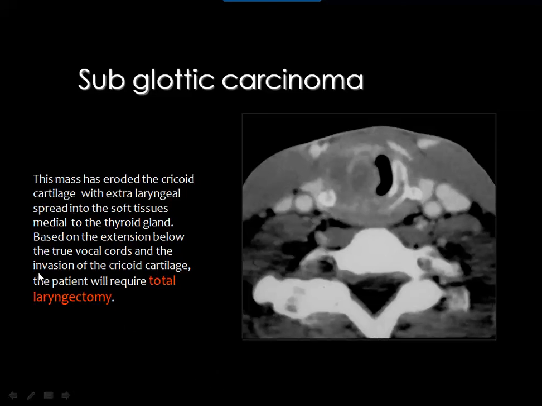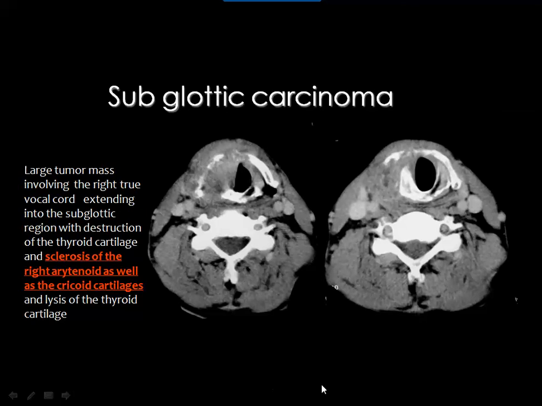Invasion of the cricoid cartilage will mean that the surgery should be in the form of total laryngectomy. Then subglottic carcinoma, this is an example of a mass here. This is the cricoid cartilage. You can see the right side of the cartilage is sclerosed, and you see a mass outside the confinement of the cartilage. The superior section will show a mass in the region of the true vocal cord, and this mass has destroyed the thyroid cartilage with extension outside the confinement of the cartilage.